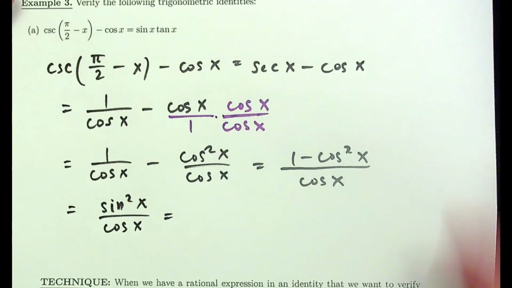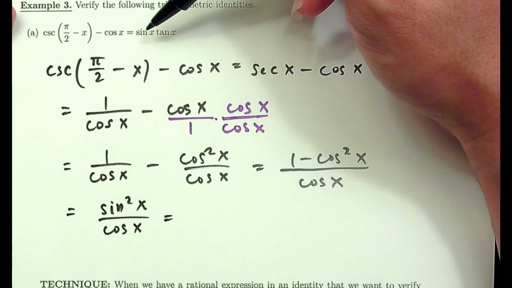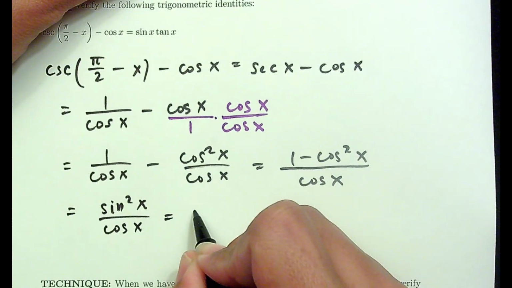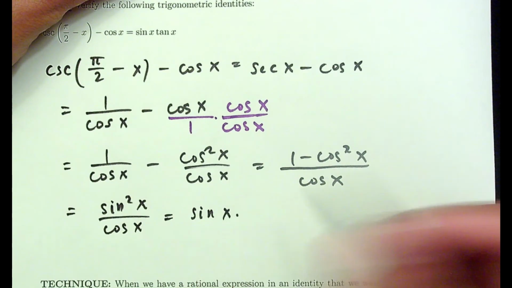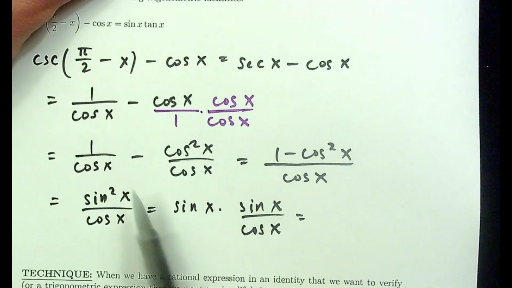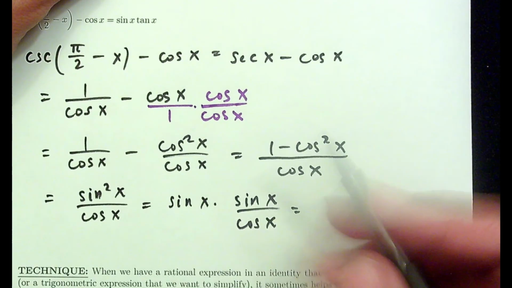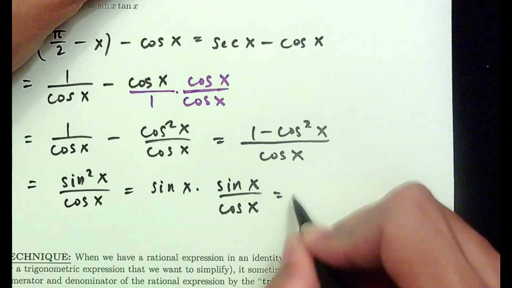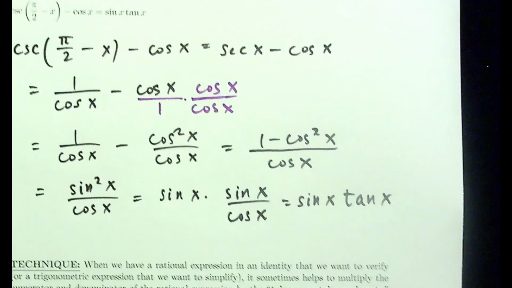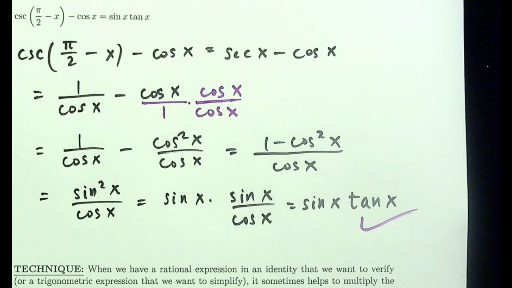And we're almost done. See, I want here to end up with sine times tangent. So you can simplify this by just borrowing a copy of sine. This is sine times sine, because sine squared is sine times sine, over cosine of x. So I borrowed one of the sines and factored it out. And now this part is tangent. So this would be sine of x times tangent of x, which is precisely the right hand side. So we simplified to what we wanted.